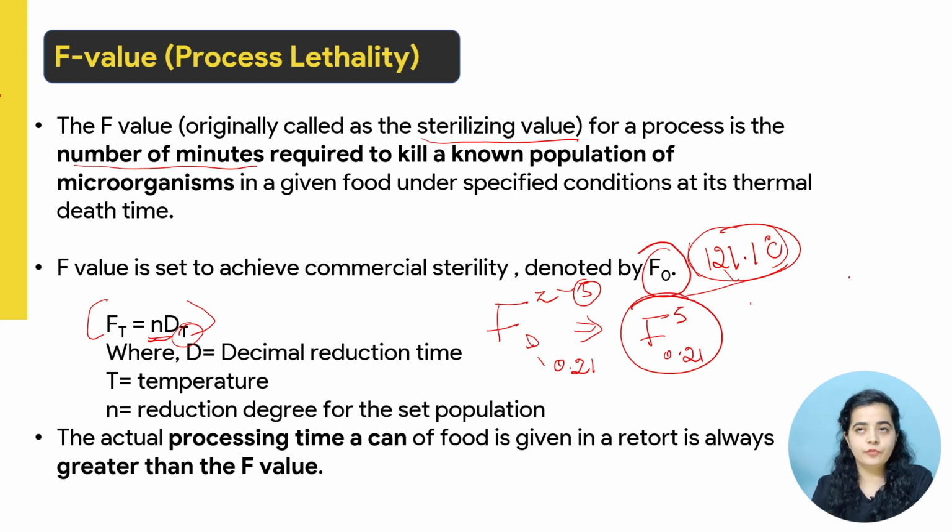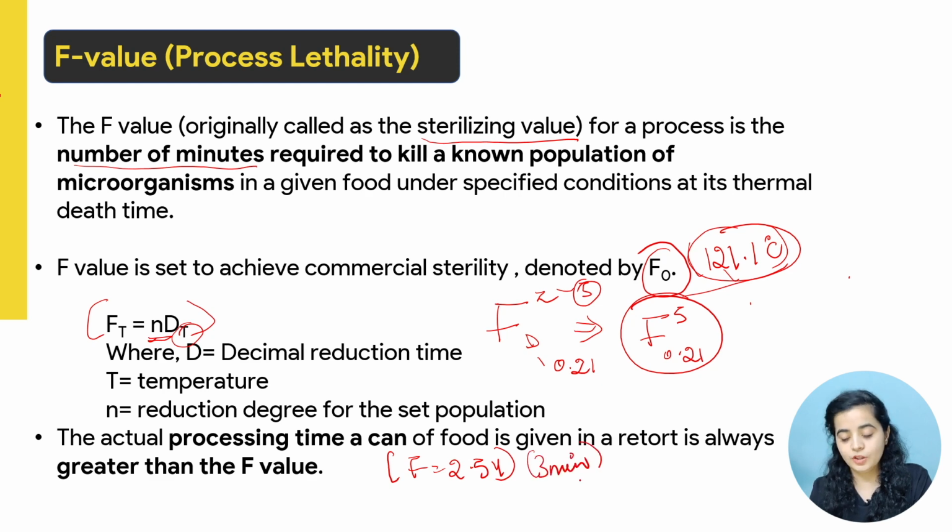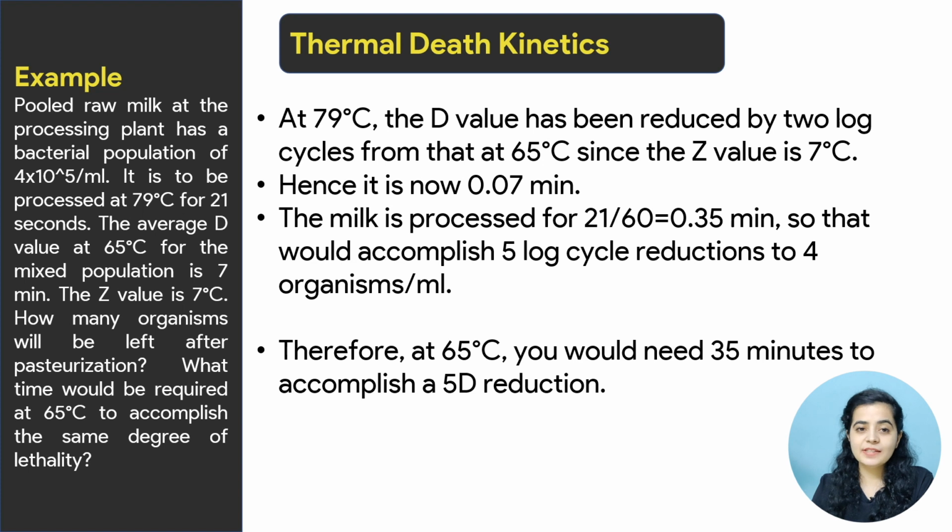Why? Because, for example, in canning, some time is given to the heat penetration of the cans. Therefore, if say your F value is 2.54, so the processing time will be around 3 minutes to ensure complete sterility. Now let us see an example of how really these three values are interdependent and how we calculate this in the numericals. Now let us see.